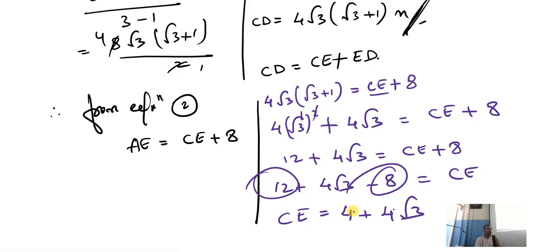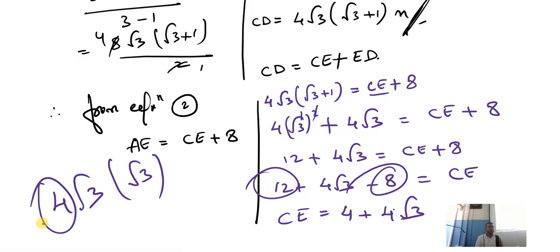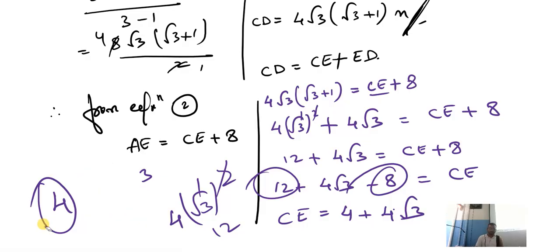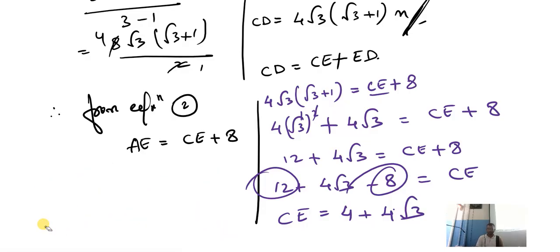4 root 3 into root 3 whole square. Root we have to multiply with root, number with number. 4 is a number; number you should multiply with number. Root we have to multiply with root. So root 3 into root 3 is root 3 whole square, the square gets cancelled, 12. Okay, done. Now CE is equal to, we got it, CE is 4 plus 4 root 3.